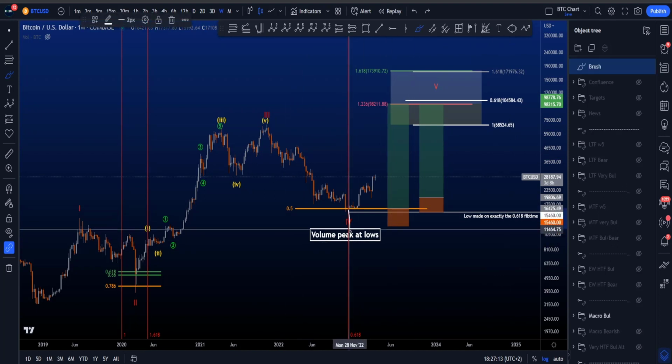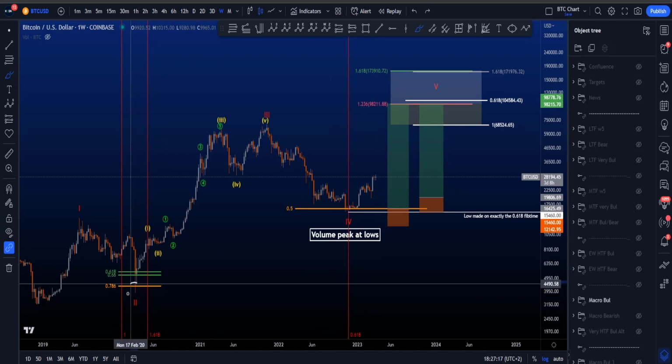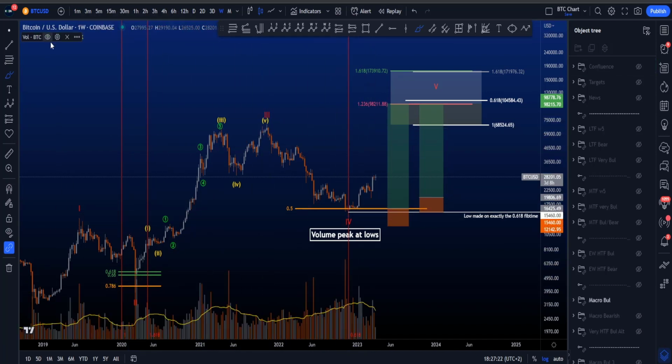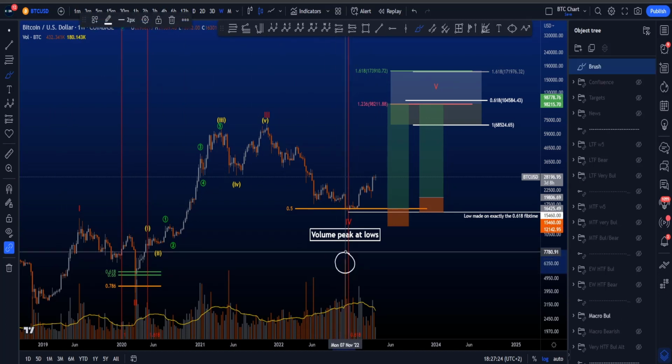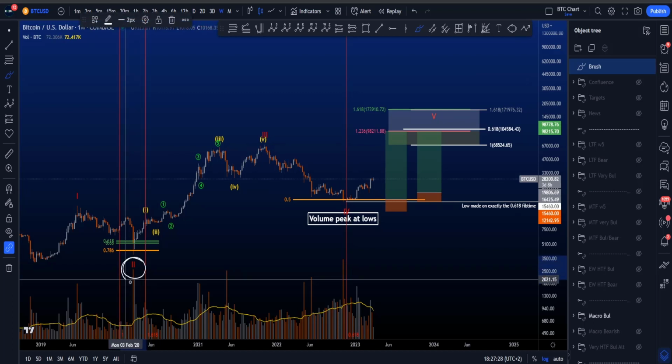The exact week low over here was made on top of the 0.618 fib time, taken from the low of 2 to the high of 3, so that is nice extra confluence. And we also had an important volume peak at the lows, which can signal a reversal area, just like it did with the low of wave 2 over here.